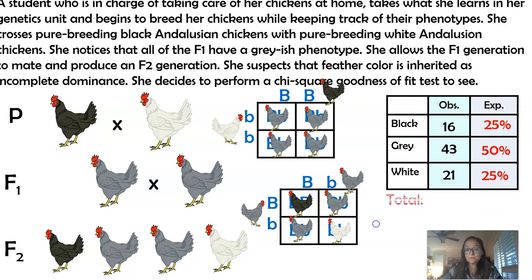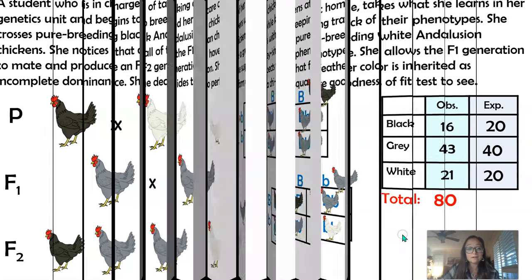Our total is 80 chickens. So we expect about 20 to have black feathers, 40 to have gray, and about 20 to have white. Now we're going to take this data and do a chi-square goodness of fit test to see does the data match incomplete dominance as the pattern of inheritance for feather color.